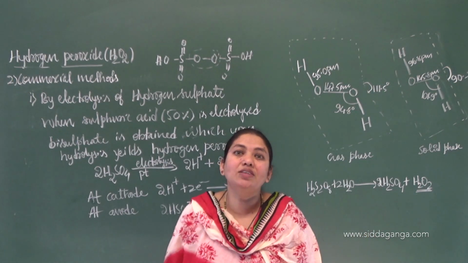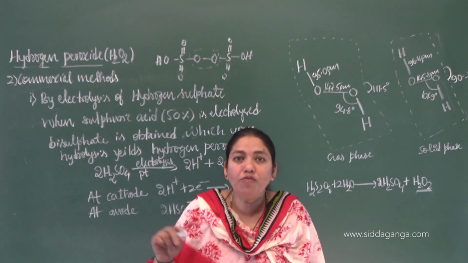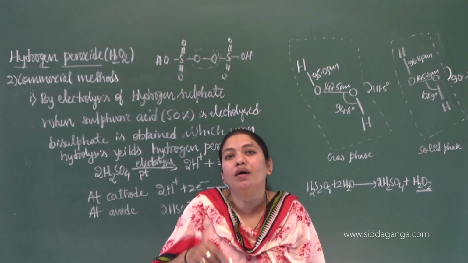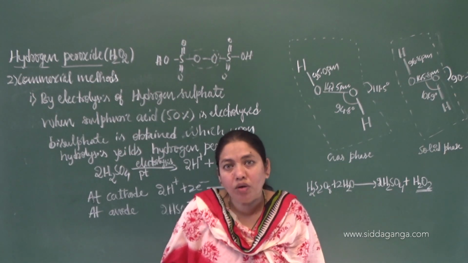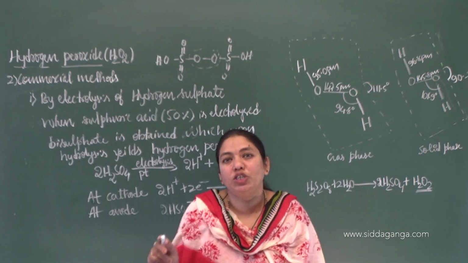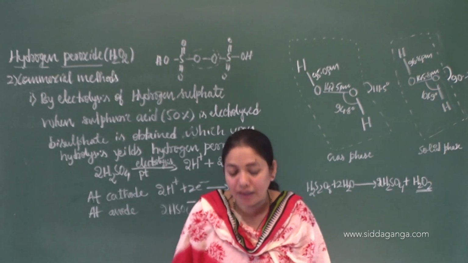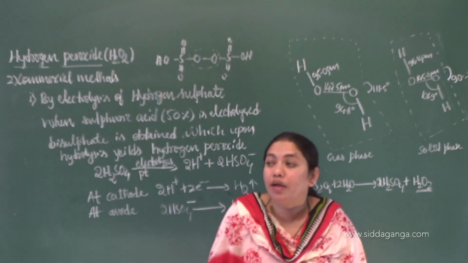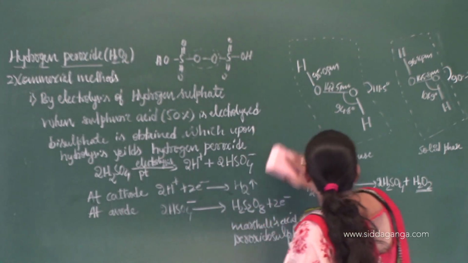So sulfate is also there. OH minus ions will also be there. So out of OH minus and sulfate, which will be liberated at the anode? That is oxygen, because of its high electrode potential, it will be liberated, right? So that we have discussed in the last class also, right? So here, this is how.